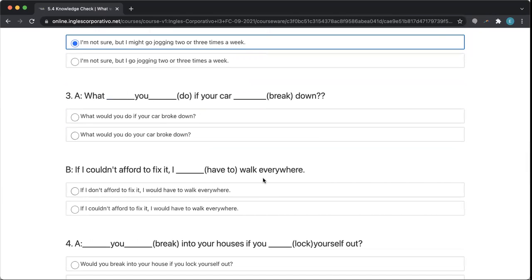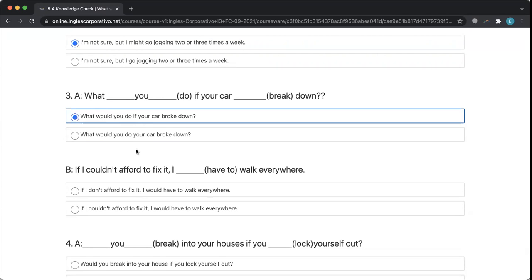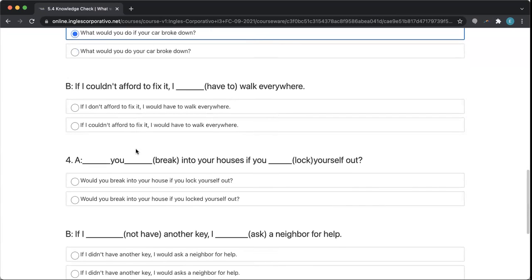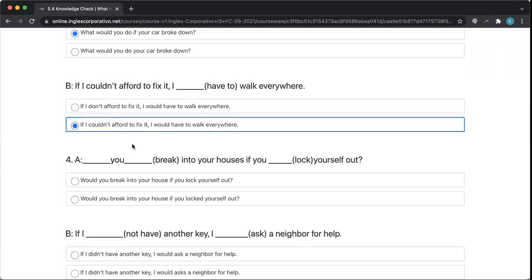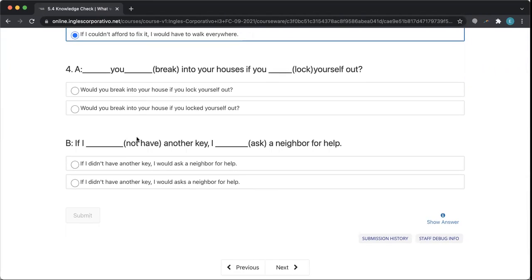Number three. Sorry, I couldn't hear you. Can you repeat number three? 3A. The card is, what would you do if your car broke down? Okay. Now 3B. I think it's the second option. If I couldn't afford to fix it, I would have to walk everywhere. Okay. 4A. It's me.